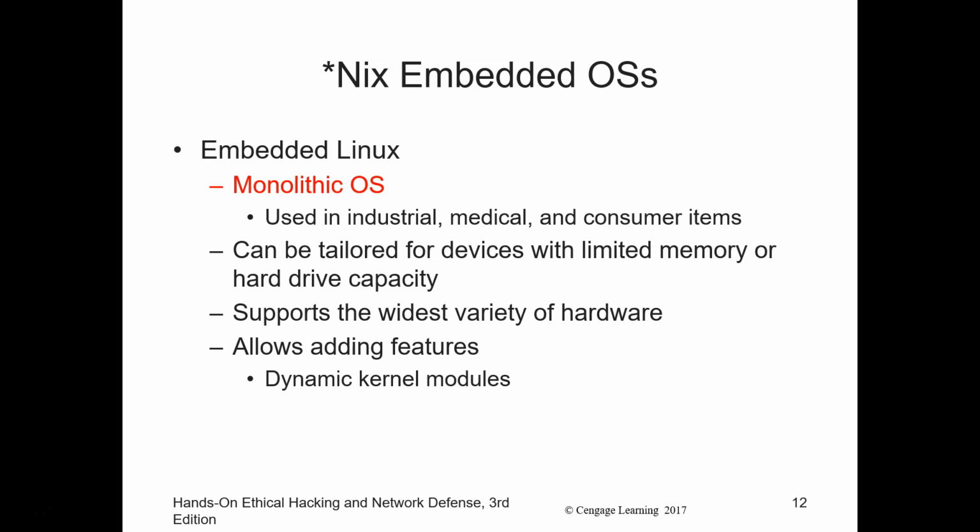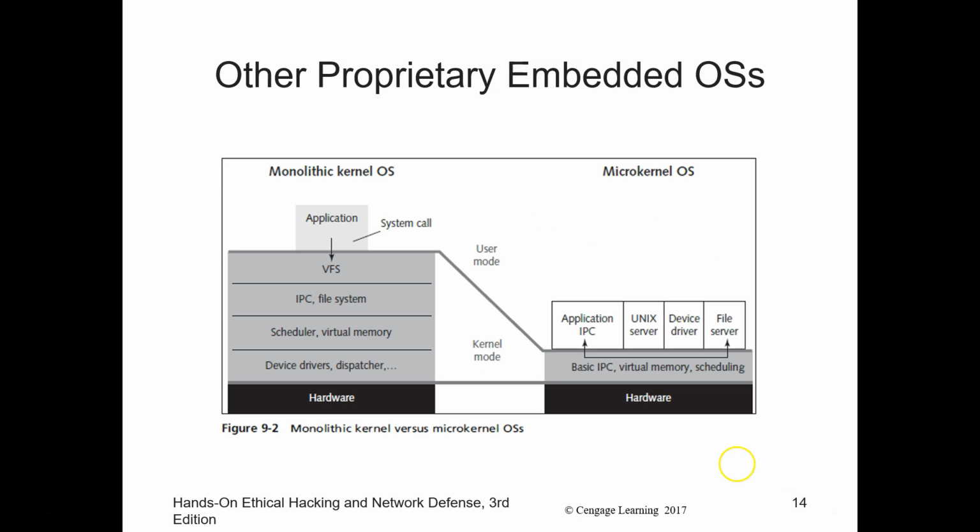In the next few slides, we are going to discuss monolithic and microkernel, right? What is monolithic? Monolithic is an operating system that is tailored for devices with limited memory or hard drive capacity. For example, this type of monolithic embedded operating system is designed for use in industrial, medical, and consumer items or products. Let me show you an example. This one is called monolithic kernel operating system. Okay, so this is your hardware, and this is your kernel and application specific, right?